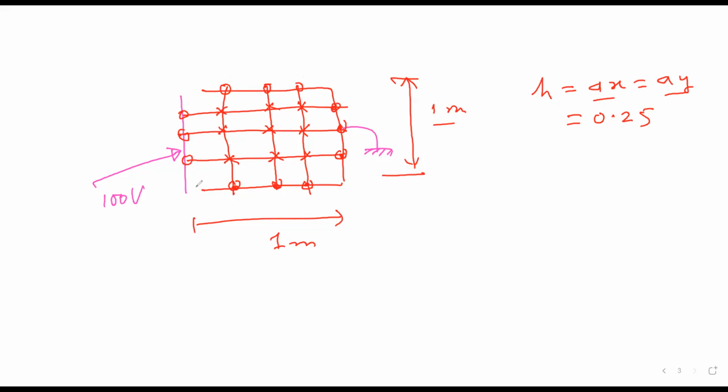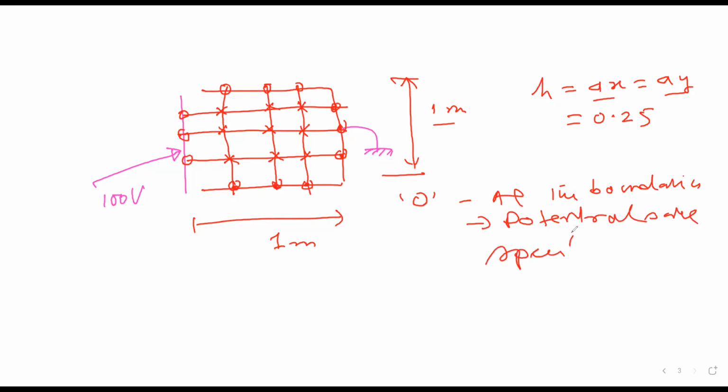Now the question is that this gap should be maintained, otherwise you cannot maintain the potential there. You see that you have the nodes designated as 0 nodes. They are at the boundaries, and the potentials at the boundaries are specified, already known. But you have your interior nodes, and the potentials of these interior nodes you have to find.